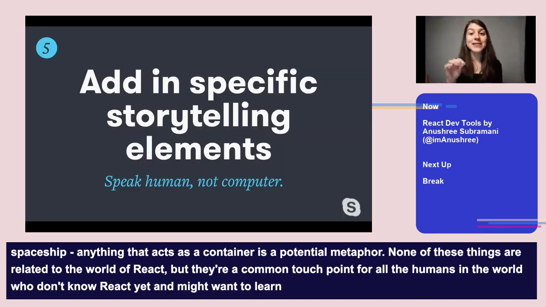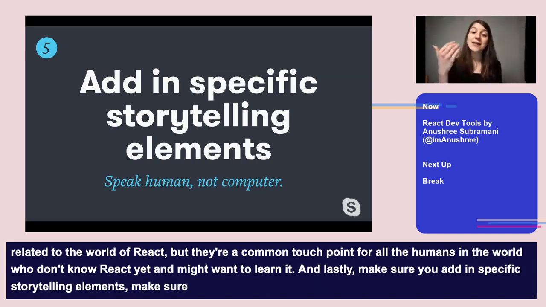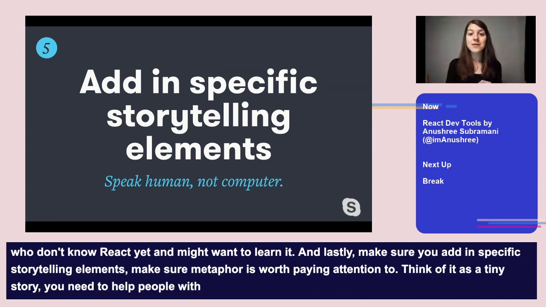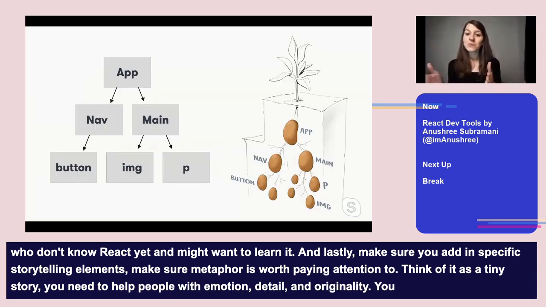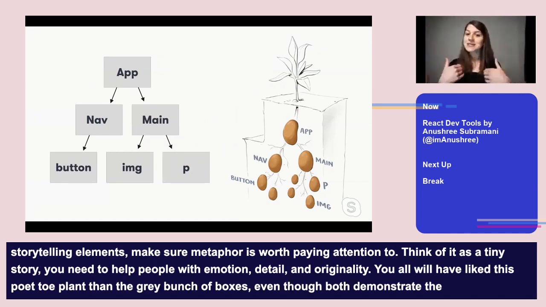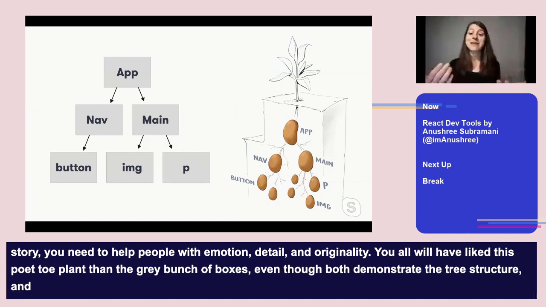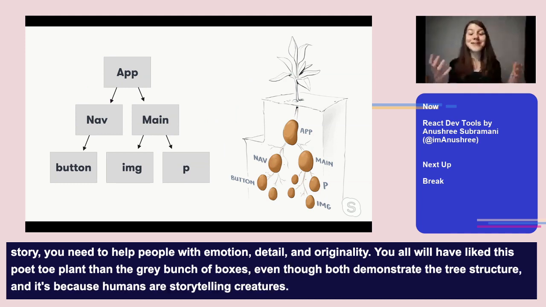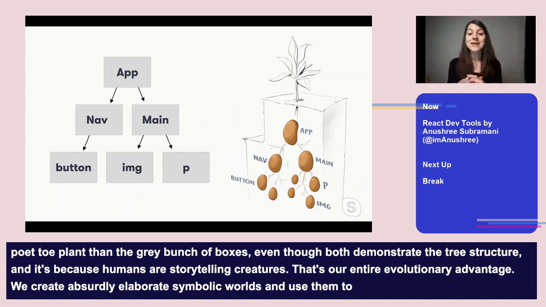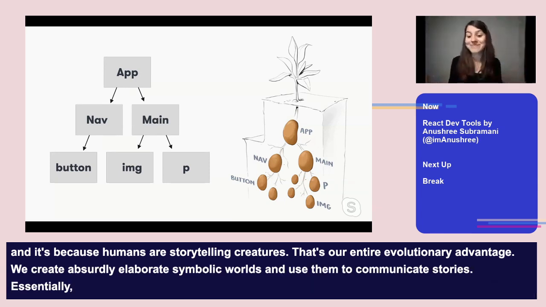And lastly, make sure you add in specific storytelling elements that make your metaphor worth paying attention to. Think of it as a tiny story. You need to hook people with emotion and detail and originality. You all liked this potato plant much more than you would have liked this gray bunch of boxes, even though both demonstrate our hierarchical tree structure. And it's because humans are storytelling creatures. That's our entire evolutionary advantage. We invent absurdly elaborate symbolic worlds, and then we communicate them to each other using stories in order to influence how the other person thinks and behaves. Essentially, you need to speak human and not computer.